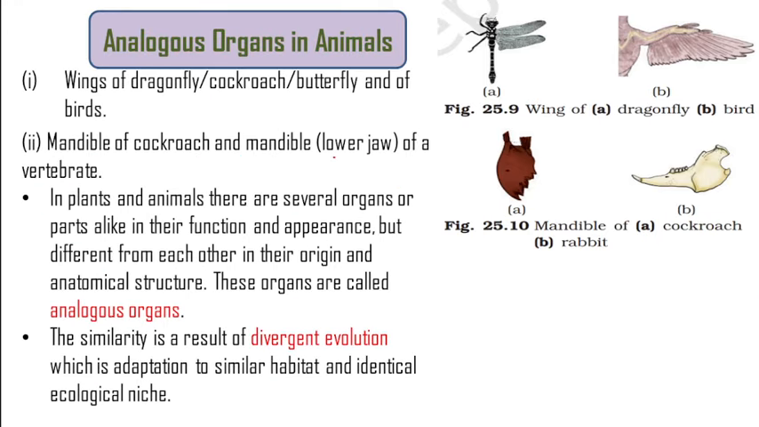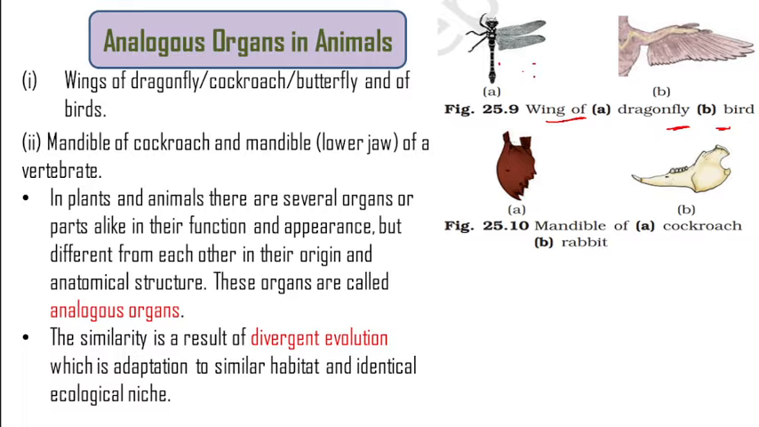Last, analogous organs in animals: wings of a dragonfly and wings of a bird. Both the wings of different organisms help in flying, but their structure is different and their origin is different, so therefore they are analogous organs.